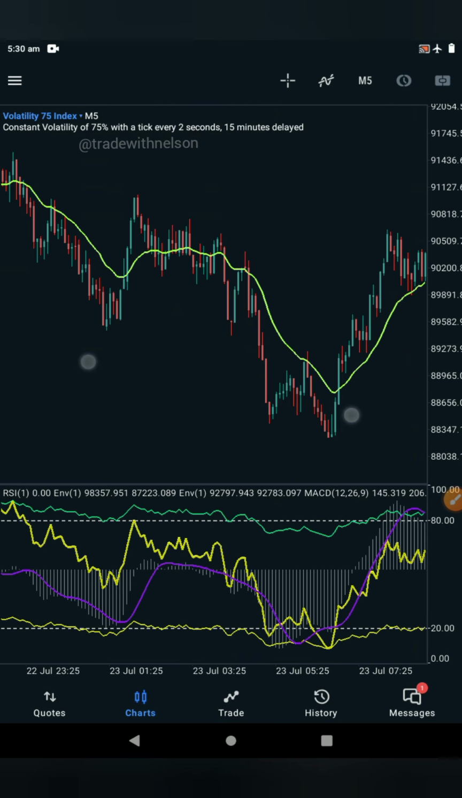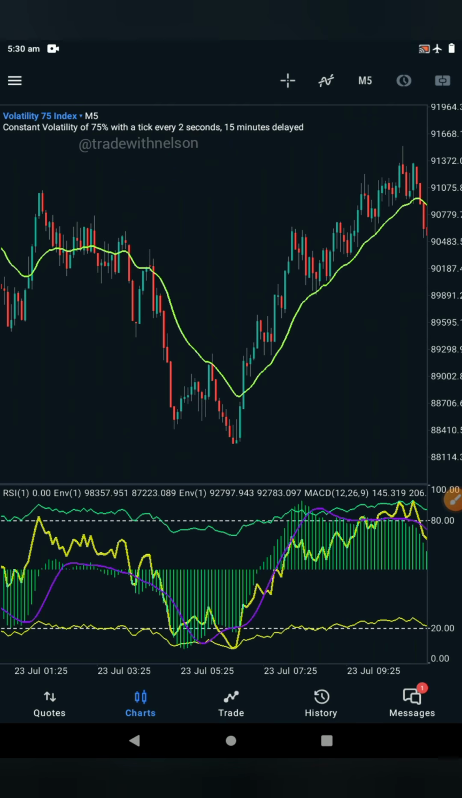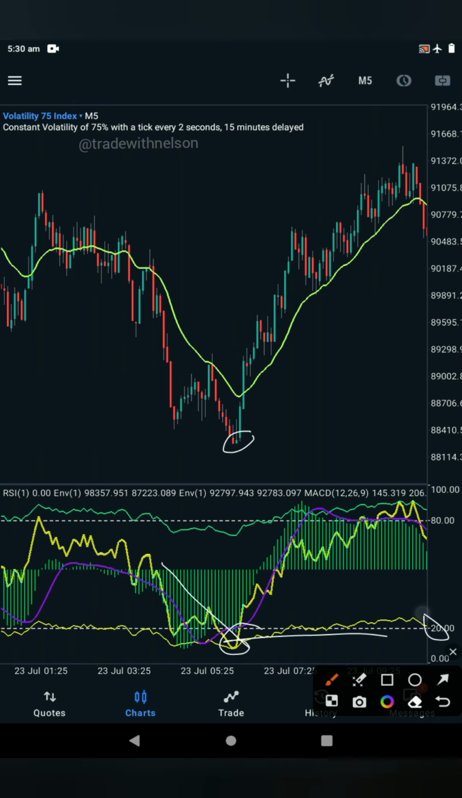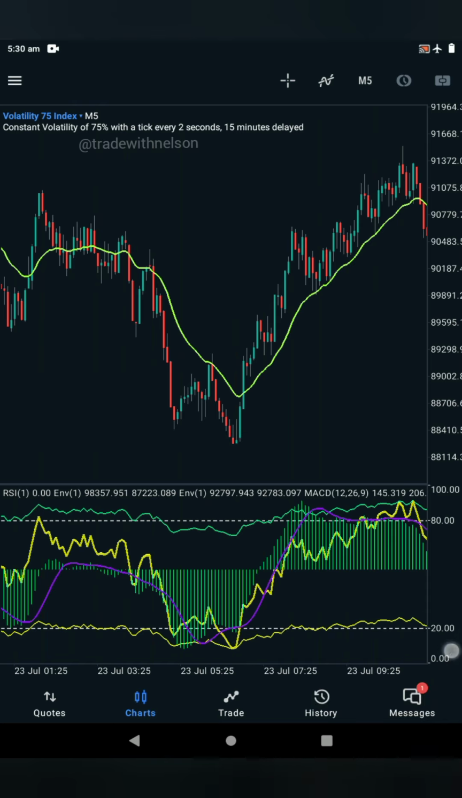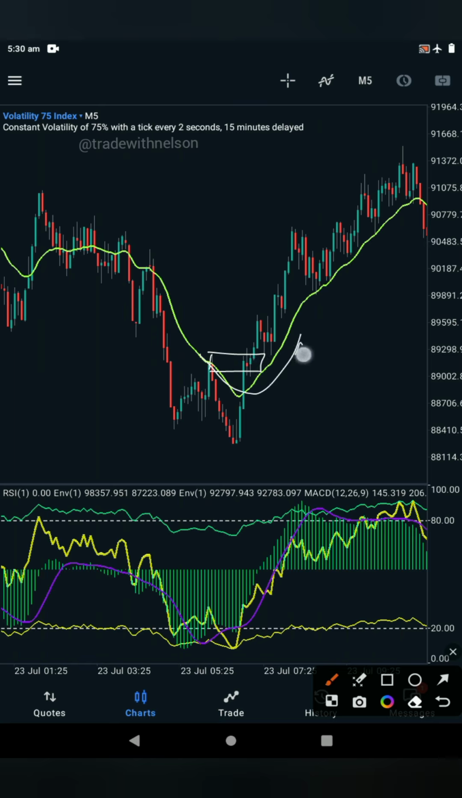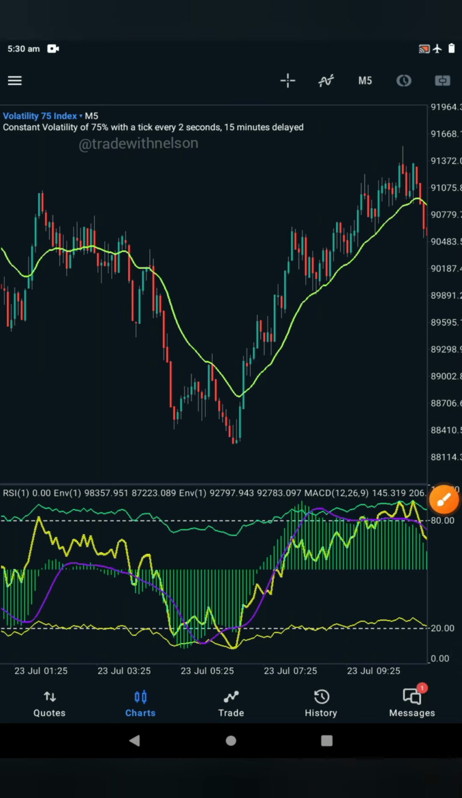So over here, what do you see? You have this low, market dips into the 20 level, touches this yellow indicator over here. You have the cross of the purple below the yellow, confirming uptrend. You have the break of structure, cross of the moving average, confirming more uptrend.